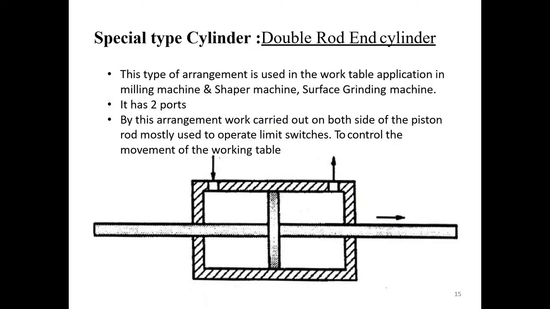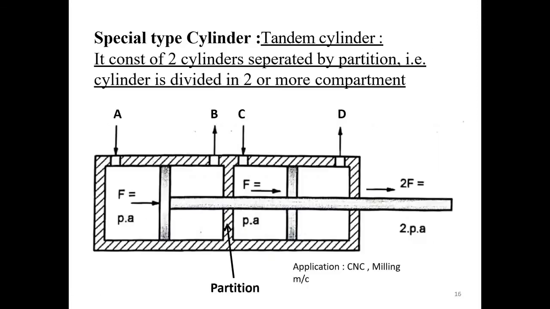When we connect the rod on both sides of this piston, then it becomes double rod end cylinder, and working is same. This is special type cylinder or tandem cylinder. In tandem cylinder, there are multiple partitions present inside the cylinder. That's why we are naming it as tandem cylinder. Else working is same. Only difference is that there are multiple partitions present. You can see here, this is the partition in the cylinder. That's why we are naming it as tandem cylinder actually.